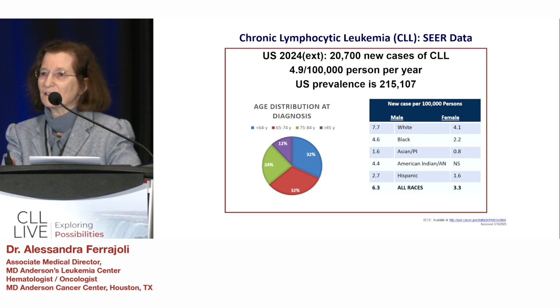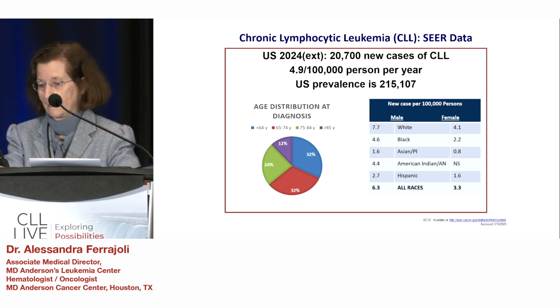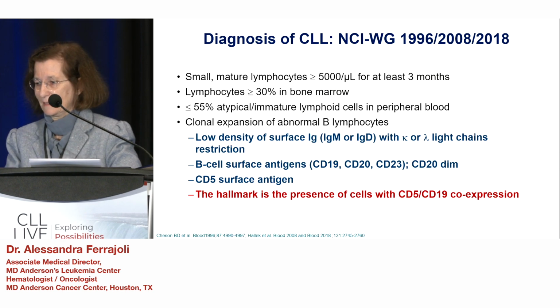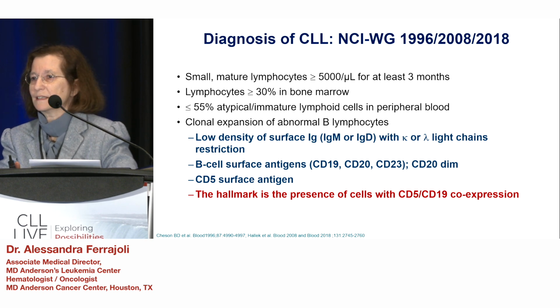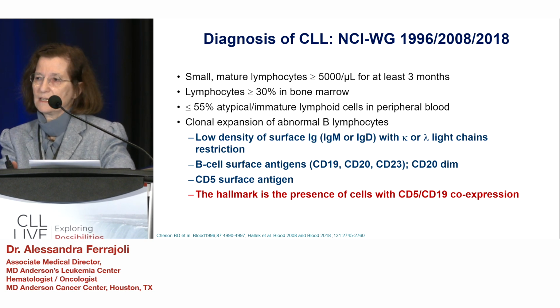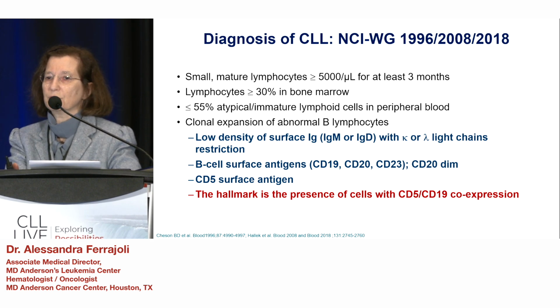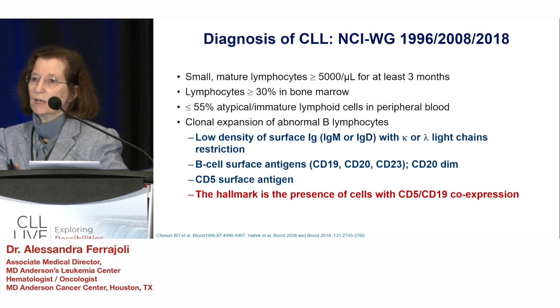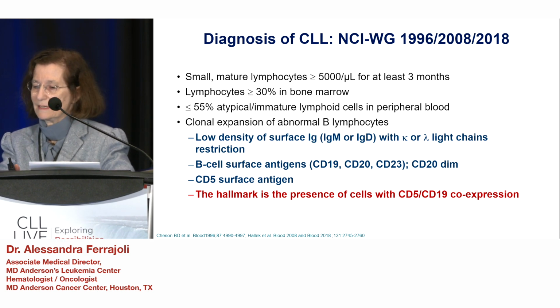It's a disease that tends to occur later in life, with 2/3 of the patients being age 65 or older. It's also a disease that has a prevalence for the male gender and for white race. Those are the characteristics. So how do we diagnose CLL? The criteria for the diagnosis have been revised during the years. The last edition is from 2018. And what you need to do, you need to see in your peripheral blood work more than 5,000 lymphocytes. This should be sustained for at least 3 months.